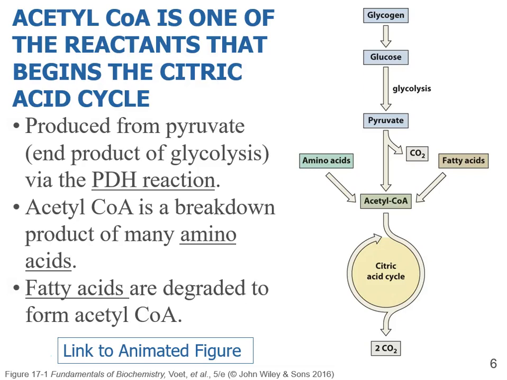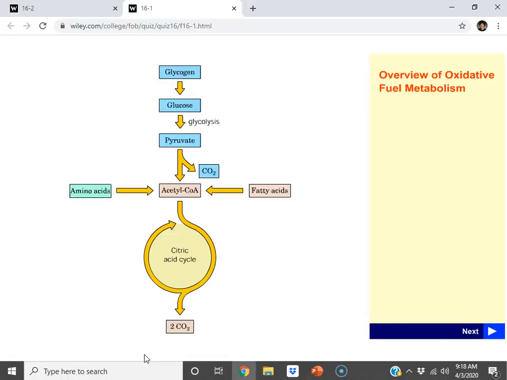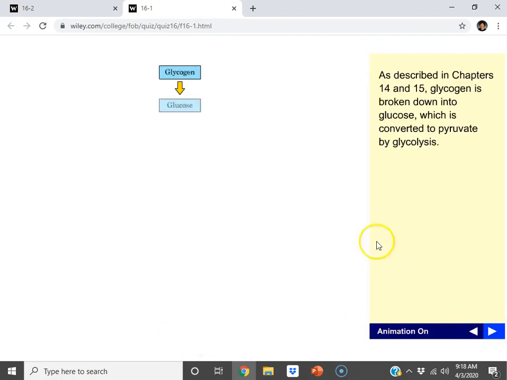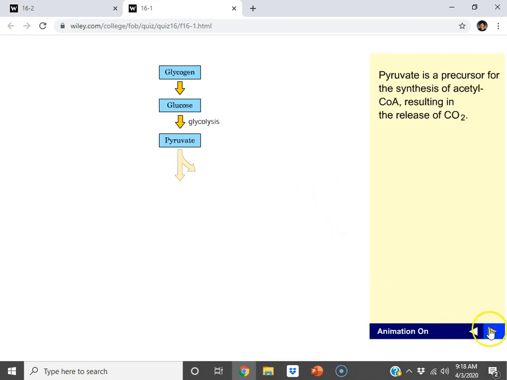I have a link to an animated figure that I'm going to show you now. That's on our slideshow. We learned in the carbohydrate chapter that glycogen can be converted to glucose, and in glycolysis, glucose is converted to pyruvate. And the next step is pyruvate has 3 carbons. One of those carbons will be completely oxidized to CO2, and then the other 2 carbons form acetyl-CoA.